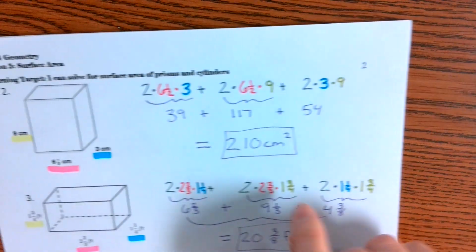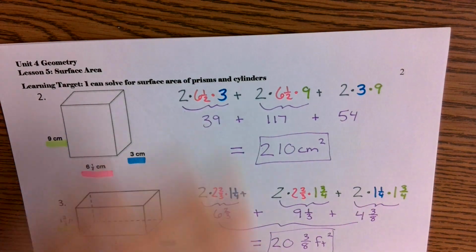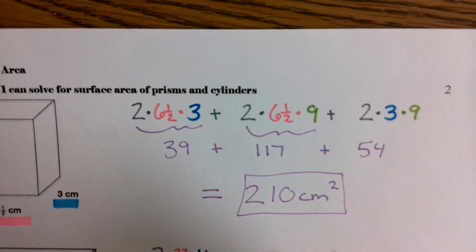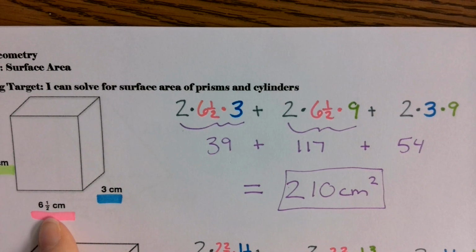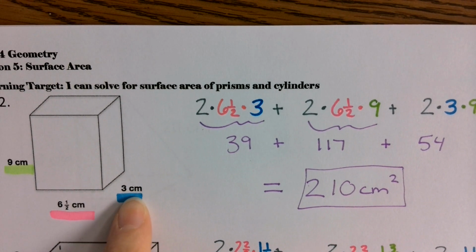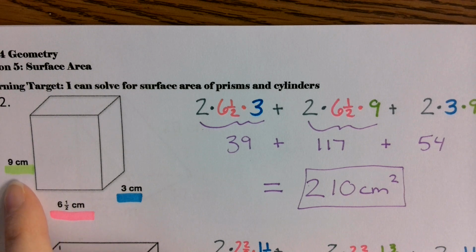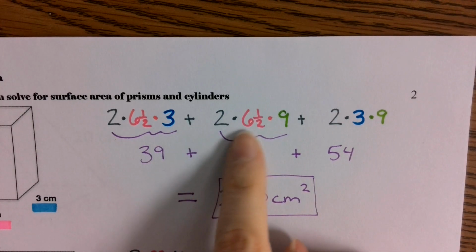Alright, for problem number 2, you should have gotten 210 centimeters squared. Again, it does not matter how you split these up as long as you are consistent throughout. So I just happen to have that the 6.5 was my length. I let the 3 be my width, and I let the 9 be my height. And so then I just substituted them into the formula.